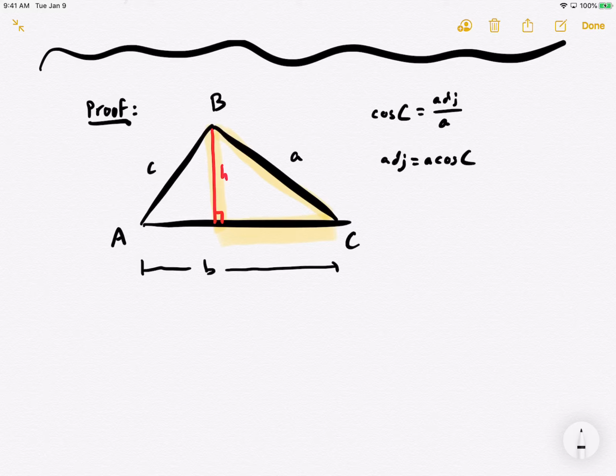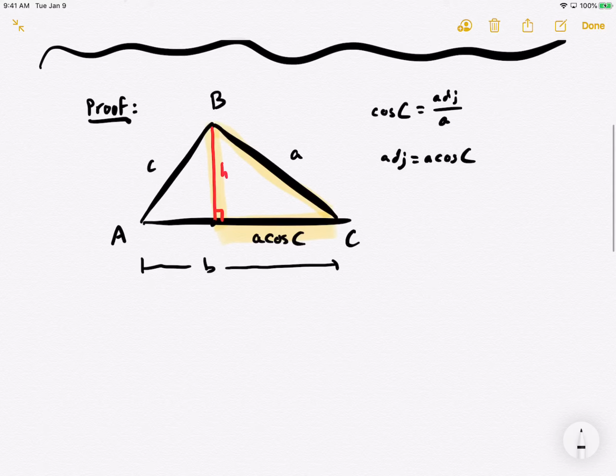So a cosine C is equal to this little portion of side b, stemming from the base of the altitude to vertex C. And that means on the right triangle on the left, the other portion of b I can describe as b minus a cosine C. Okay, and this is the setup for deriving the law of cosines.